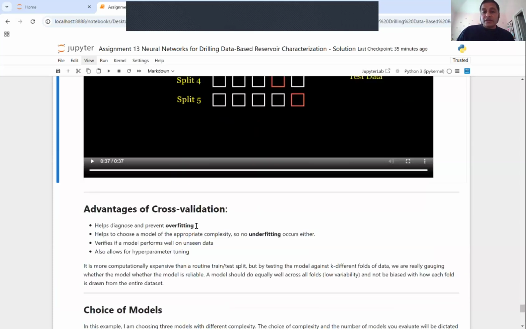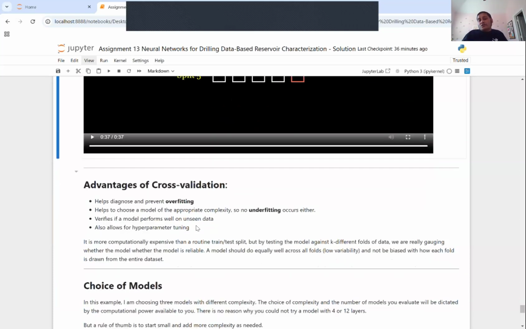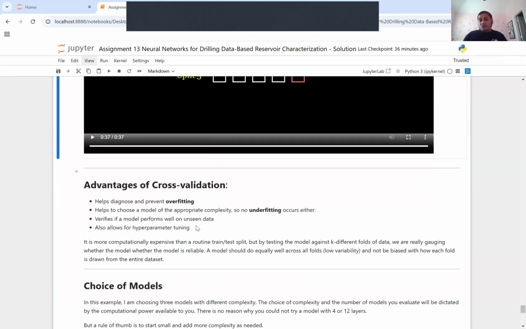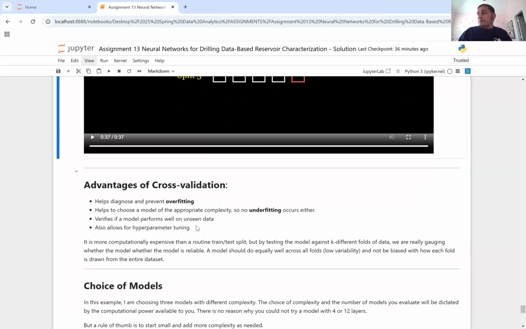So that's 5-fold cross-validation. And the advantage of cross-validation is it helps us diagnose overfitting or underfitting. And it also helps us verify if a model does well on unseen data. And it also allows us for something called hyperparameter tuning, which we haven't talked about yet, but that is something to keep in mind. And we'll explore hyperparameter tuning in greater detail in subsequent lectures.